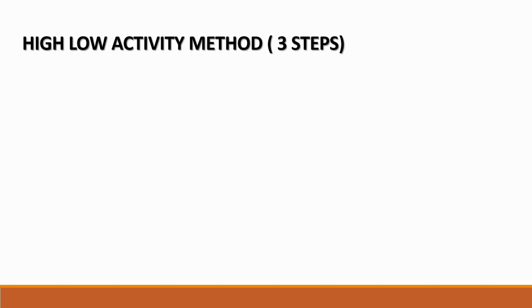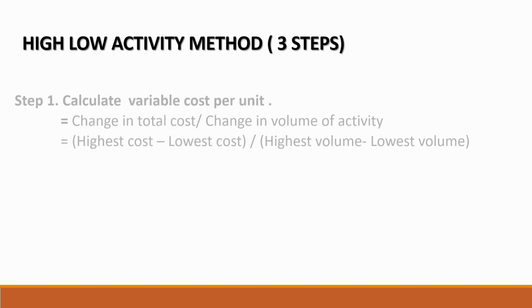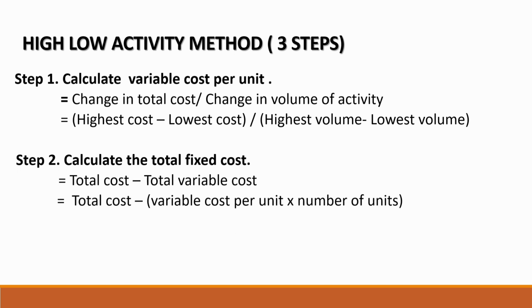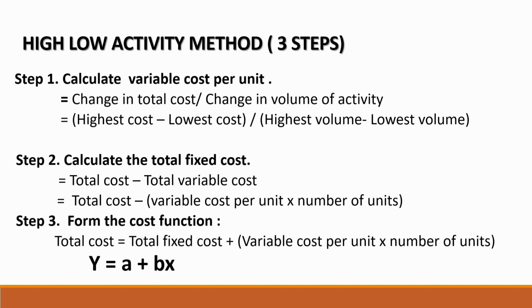Okay, now we look at the three steps of using the high-low activity method. Number one, calculate variable cost per unit. The formula is change in total cost divided by change in volume of activity, or highest cost less lowest cost divided by highest volume less lowest volume. Step number two, calculate the total fixed cost. So, what is the formula? Total cost less total variable cost, or total cost less variable cost per unit times number of units. And the third step, we have to form the cost function. Total cost equals total fixed cost plus variable cost per unit times number of units, or we can use this cost function y equals a plus bx.